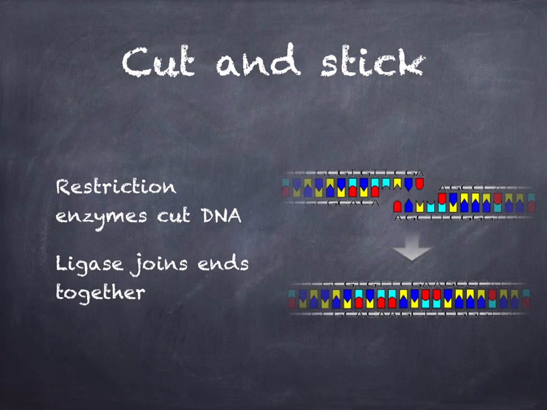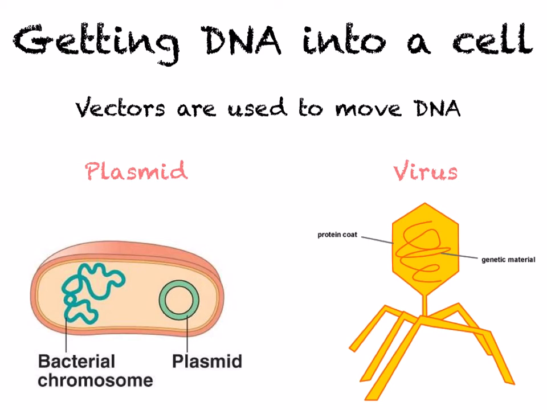Once a desirable gene has been identified, it can be cut out using a restriction enzyme. There are lots of different restriction enzymes, and each works at a specific site by recognizing a particular sequence of the bases A, T, G, and C. Another enzyme called ligase is responsible for then sticking the DNA back in its new place.